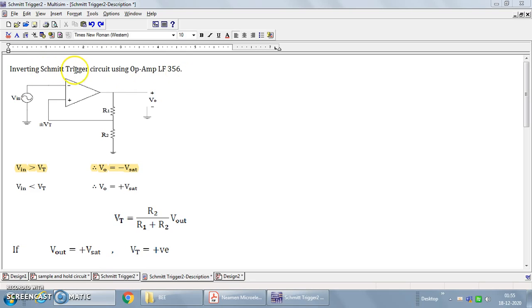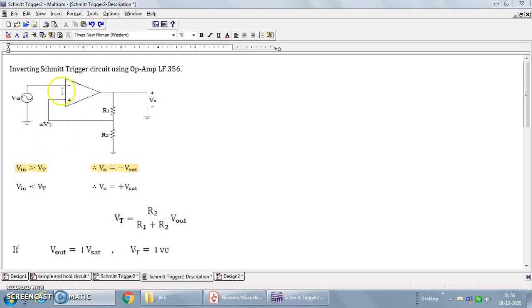So what is a Schmitt trigger? A Schmitt trigger circuit is basically a comparator circuit with positive feedback, where the comparator compares two voltage levels and accordingly takes the decision at the output. So the output is stable either at positive Vsat or negative Vsat. So a Schmitt trigger is an inverting comparator with positive feedback.